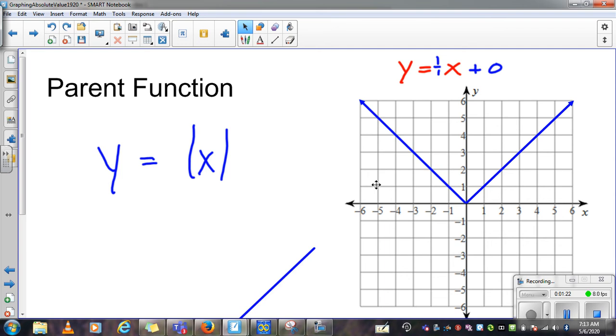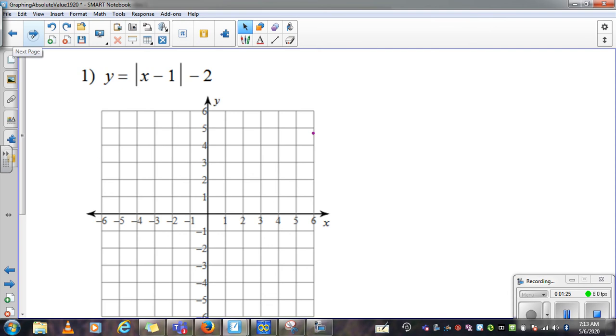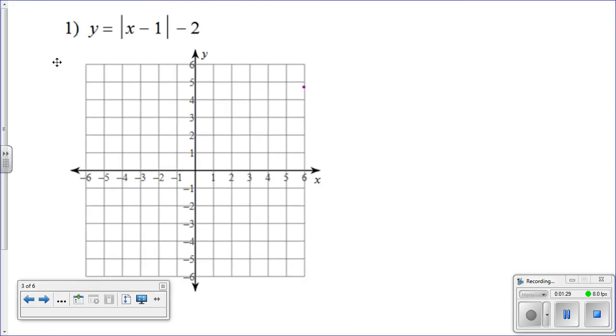Okay, what we're going to do today is we're actually going to graph a variety, and there's only 3 or 4 examples, I don't remember, and I'm going to show you how to graph these. We're going to have to do an input-output table, but it's going to be a short input-output table.